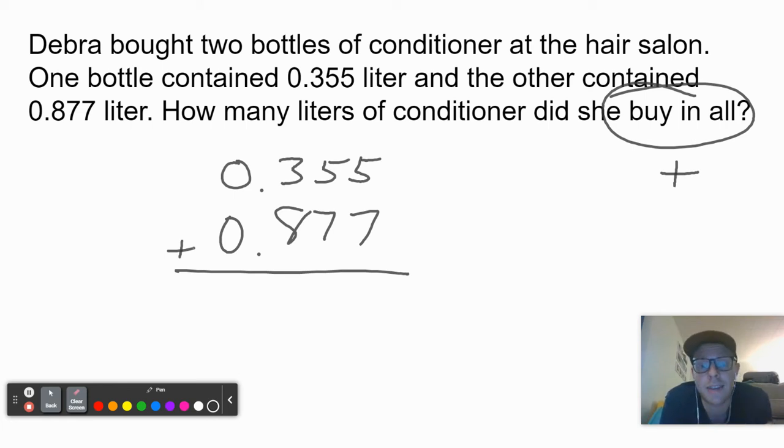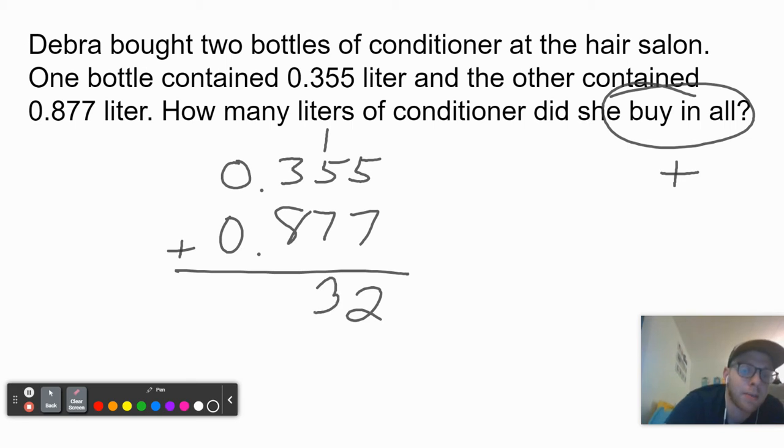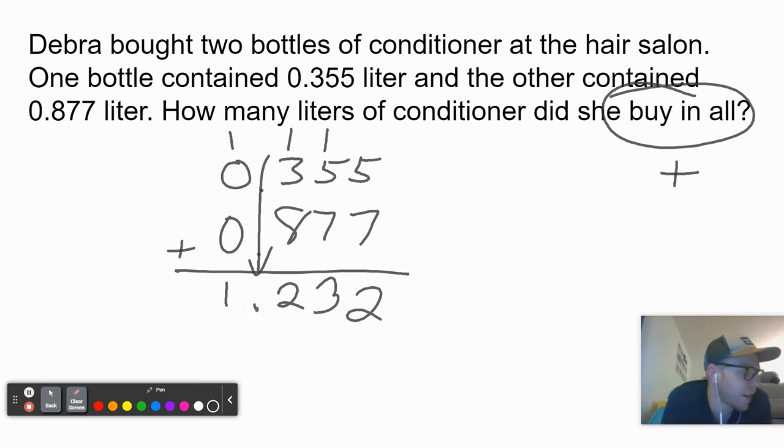So I'm going to start by adding 5 plus 7, which is going to give me 12, and carry my 1. 5 plus 7 again, which is 12, but I can't forget this 1 up here. So that's going to give me 13 this time. And now I have 8 plus 3. 8 plus 3, 9, 10, 11, plus my extra 1 is 12. And I'm going to carry my 1. I get 1. And my decimal point, I can't forget, gets dropped straight down into my final answer. And I get an answer of 1.232.